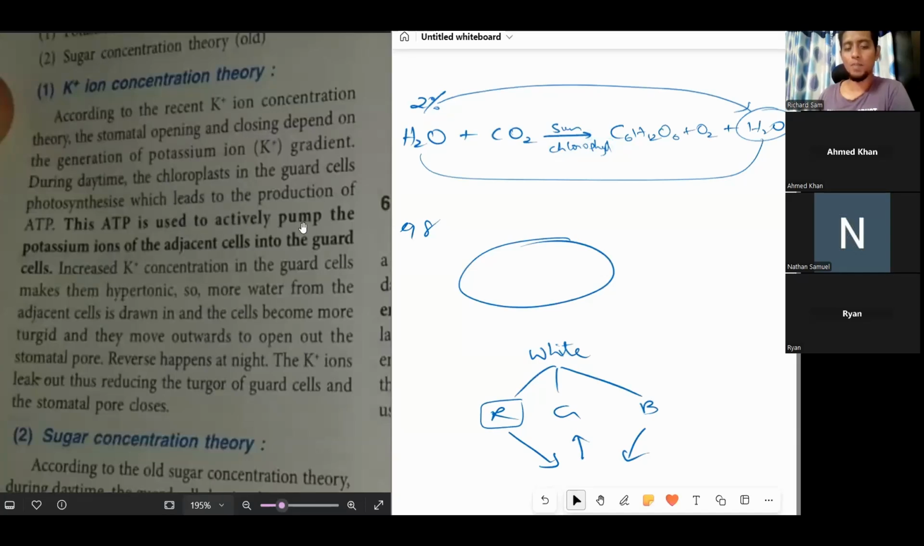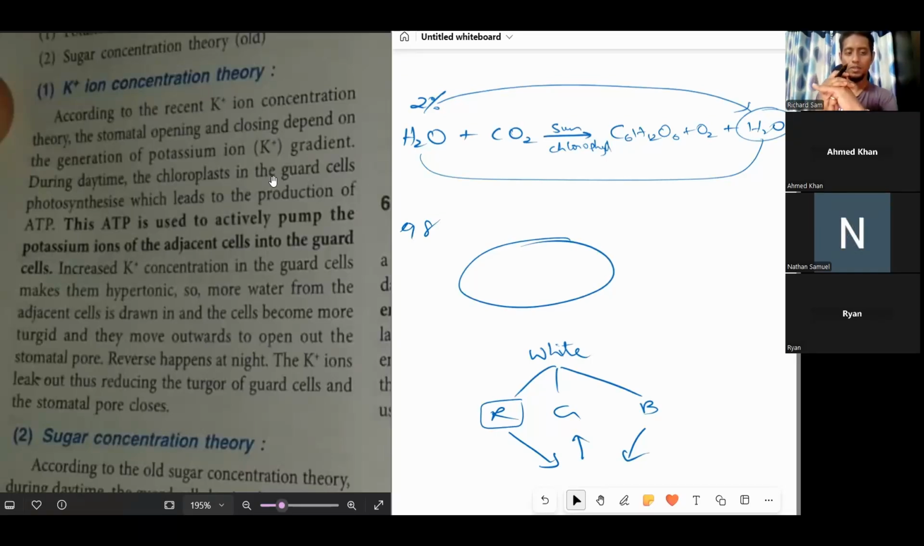To actively pump potassium ions from the adjacent cells into the guard cells. So their energy is called ATP, right? ATP is the energy currency of the cell. So this K plus ion is pumped into the guard cells, and that makes the guard cells hypertonic. Just like how before the sugar made it hypertonic, now what is making the guard cell hypertonic? The K plus ions. And because it's hypertonic, endosmosis takes place.